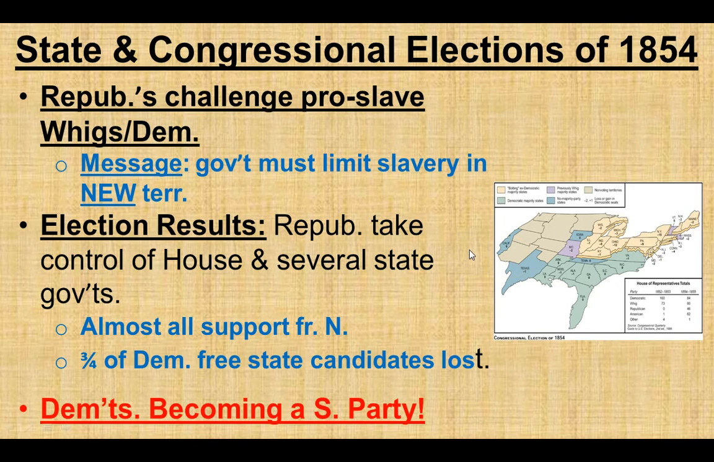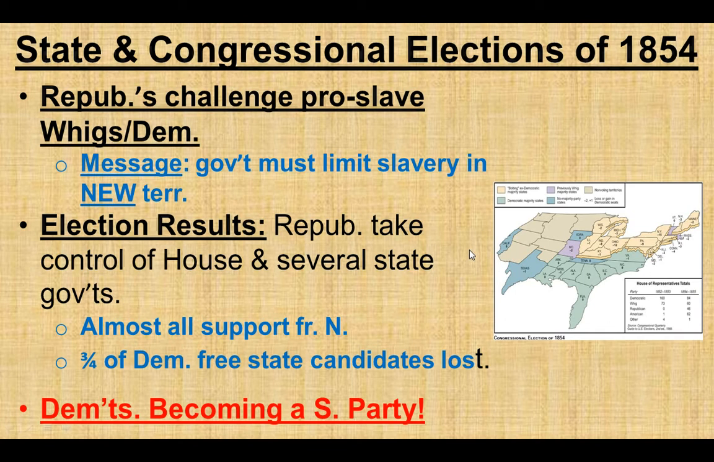State and congressional elections in 1854. 1854, again, Kansas-Nebraska Act also triggers the formation of the Republican Party. The Republican Party explodes onto the scene and challenges pro-slave Whigs and Democrats very solidly. If you check out the chart and the map there, congressional seats are lost significantly from both parties, and especially in the North, of course, since it's the party of the North only, making it a viable party and a very threatening party here in the political balance of things.